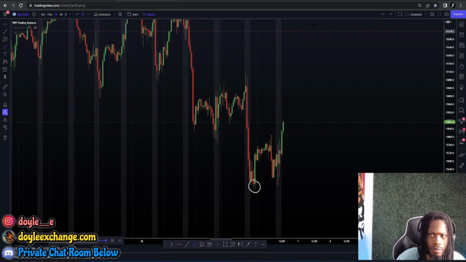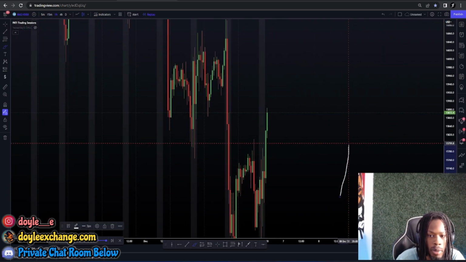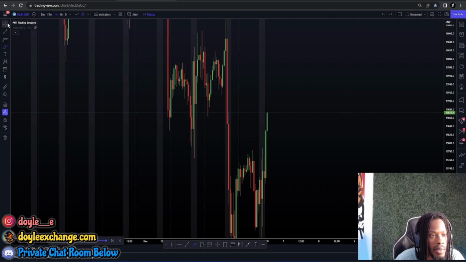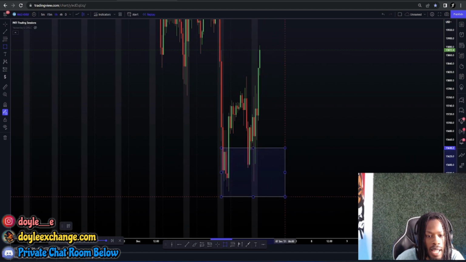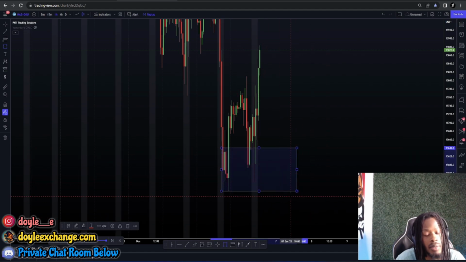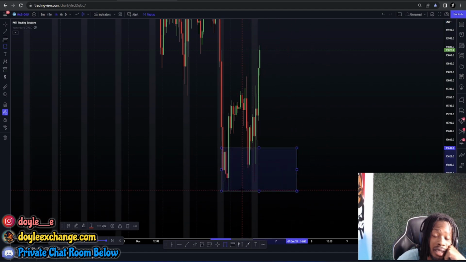Okay, so let me take the circle off. So right here we have this momentum candle, this big green candle right here. So this is demand down here. Now, it's only valid if it doesn't break the bottom of the box. If it breaks the bottom of the box, then this demand just didn't hold.